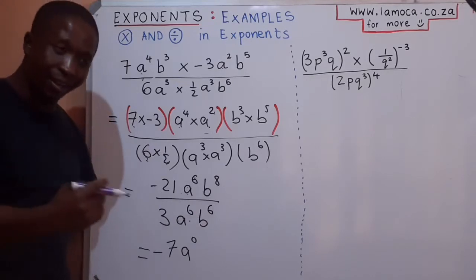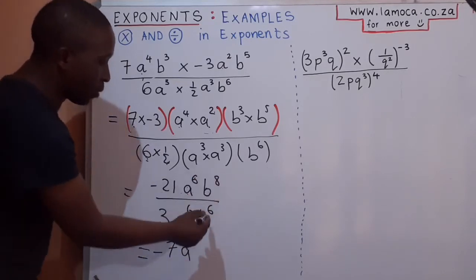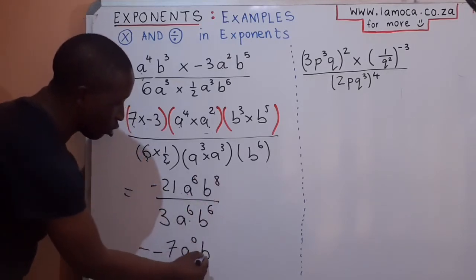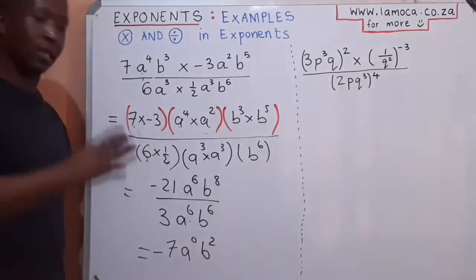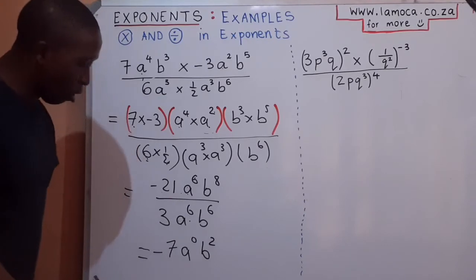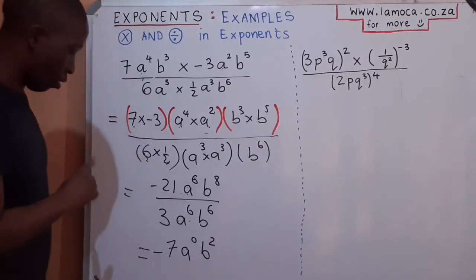When you're dividing same bases, you must do top exponent minus bottom exponent. This is going to give us b to the power 8 minus 6, which gives us a value of exactly 2. Now, can I do more on this? Yes, it turns out we can do more on this.